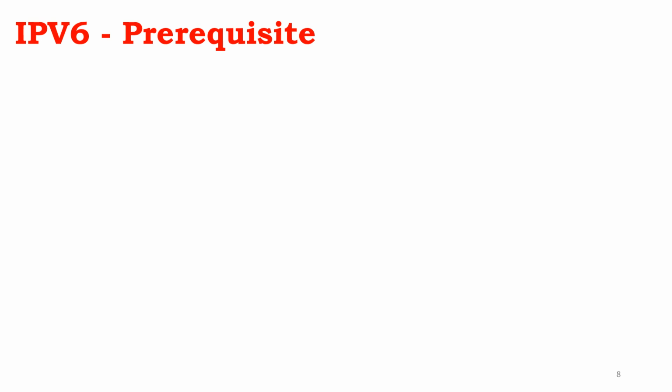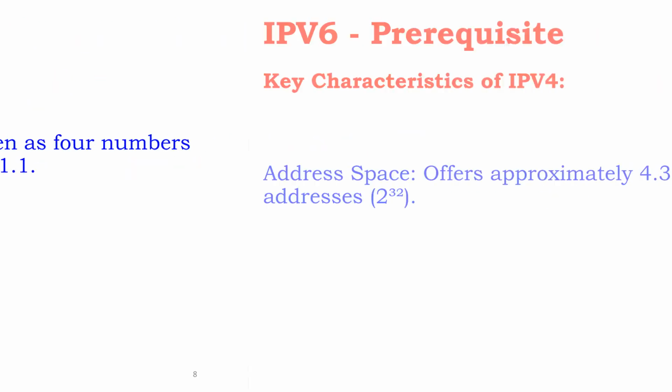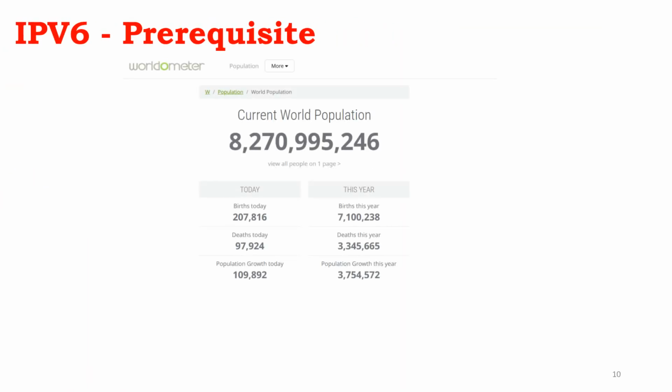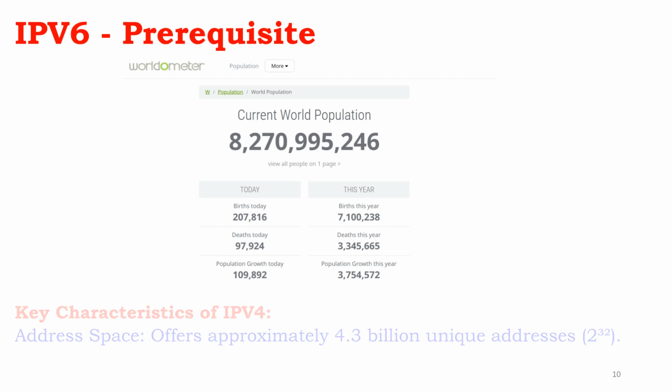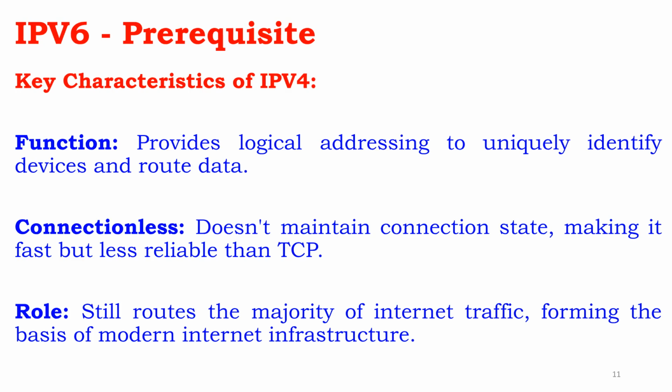A 32-bit address written as 4 numbers, called octets, separated by dots, such as 192.168.1.1. Regarding its address space, IPv4 offers approximately 4.3 billion unique addresses, which is 2 to the power of 32. With the current world population exceeding 8.2 billion, the address space of IPv4 is highly constrained. IPv4's function is to provide logical addressing to uniquely identified devices and route data. It is connectionless, making it fast but less reliable than TCP, and it still routes the majority of internet traffic.